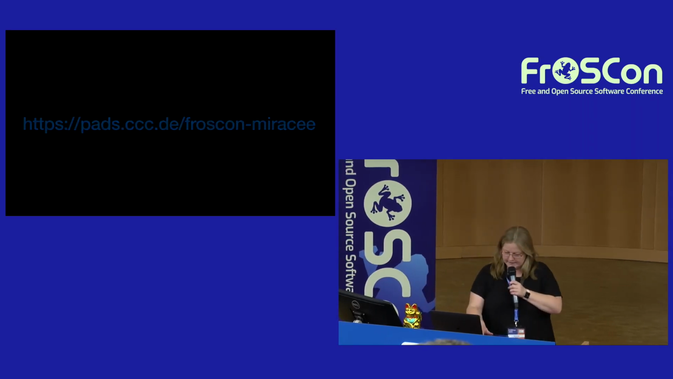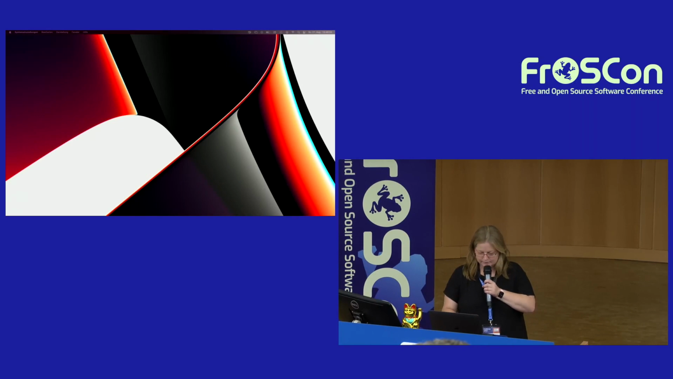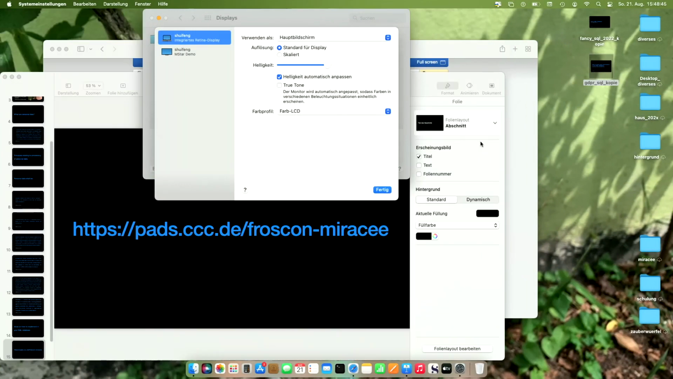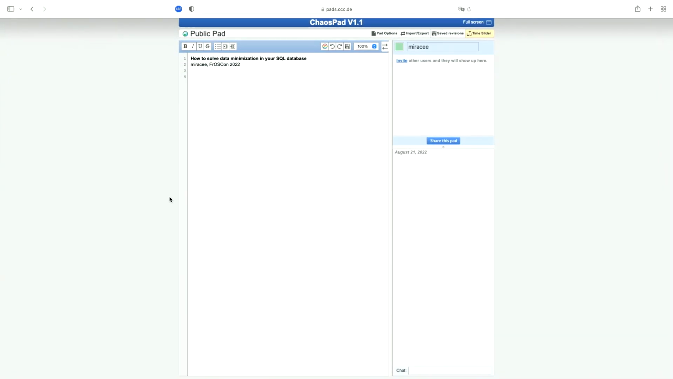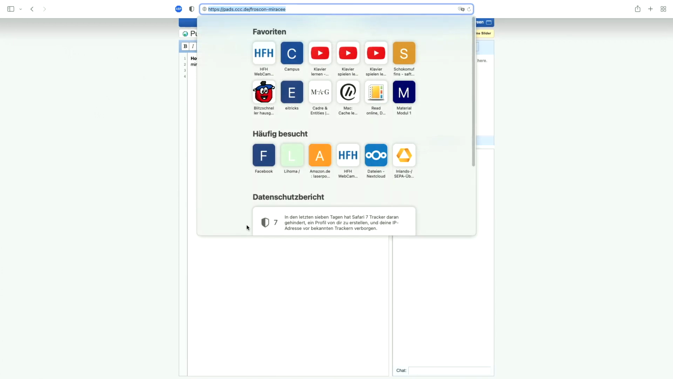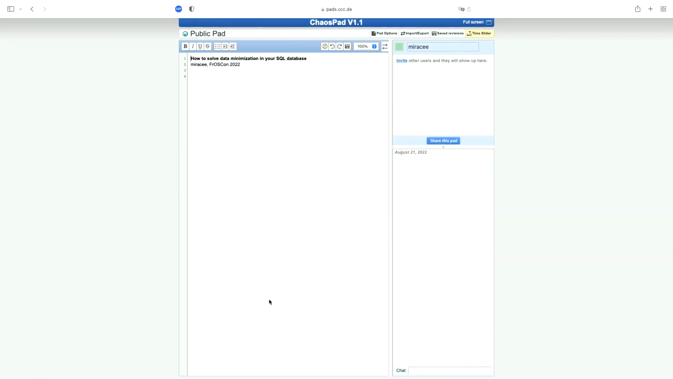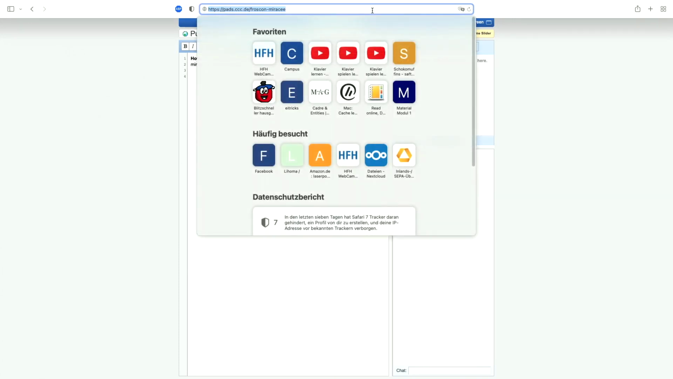That's the end of my slide. Just wait, I have to do it that way. So I have this pad. It would be funny when we are some more for collecting ideas. The pad is a very simple URL. You can see it: pads.ccc.de, and then it's FrOSCon-miracee.